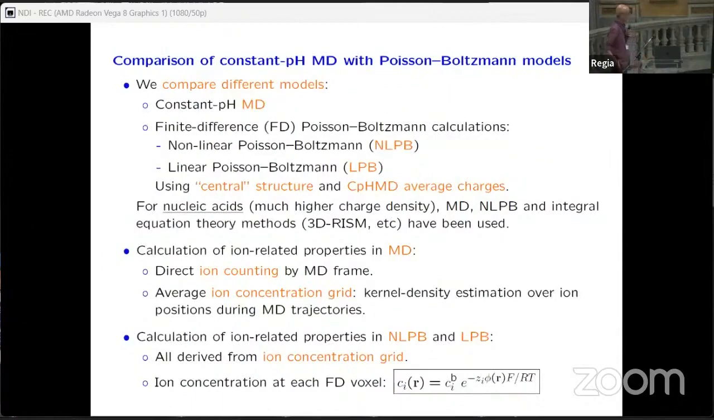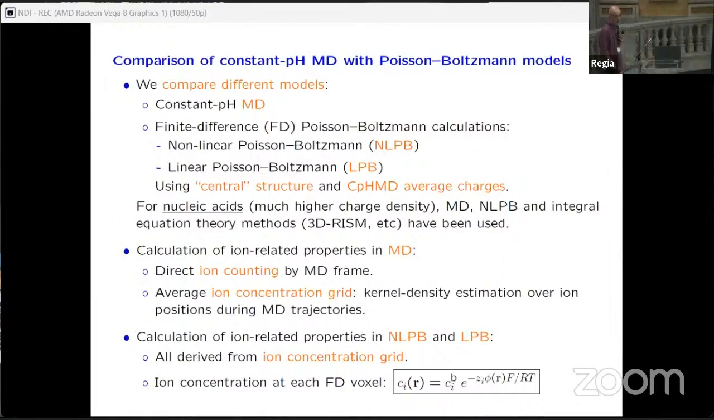Anyway, besides constant pH, we decided to also do a comparison with Poisson-Boltzmann, actually as Junji has done with his experimental data, just to compare and see how it fares. And in this case, since we are using a protein, we decided to test linear Poisson-Boltzmann as well, because the charge density is so much lower, in principle. We wanted to see if it is acceptable or not for the ions to use the linear form. So we did these comparisons.